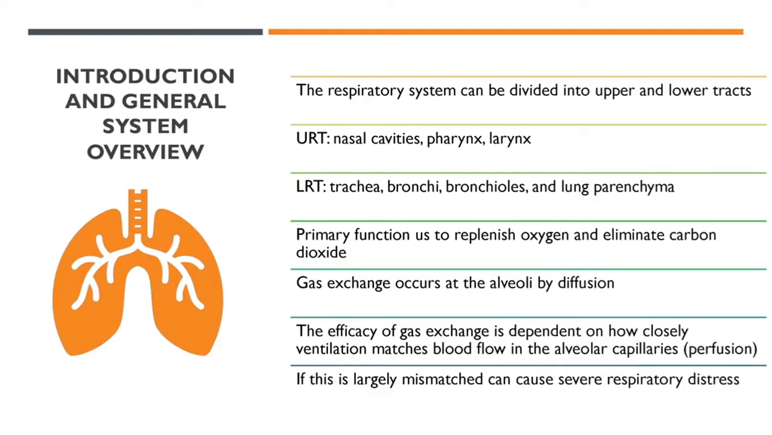The respiratory system can be divided into the upper respiratory tract, comprised of the nasal cavities, the pharynx and the larynx, and the lower respiratory tract, which consists of the trachea, bronchi, the bronchioles, and the lung parenchyma. The passages that extend from the nose to the bronchi are considered part of the conducting system, whereas the bronchioles and alveoli are treated as integral parts of the lungs.